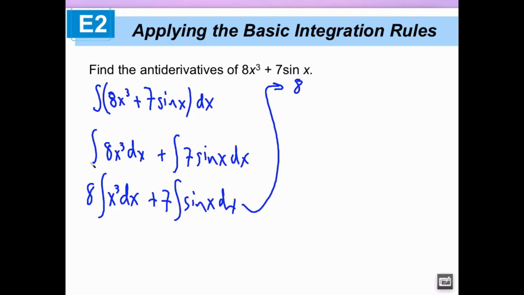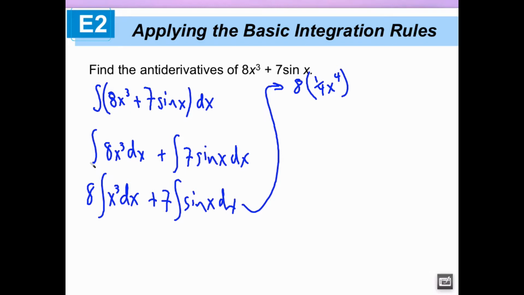Okay, so we're going to leave the 8 out in front, and you said what? 1/4 x to the 4. Is he right? Yes, he is. Well done. Let's give it up to Tim. Nice.